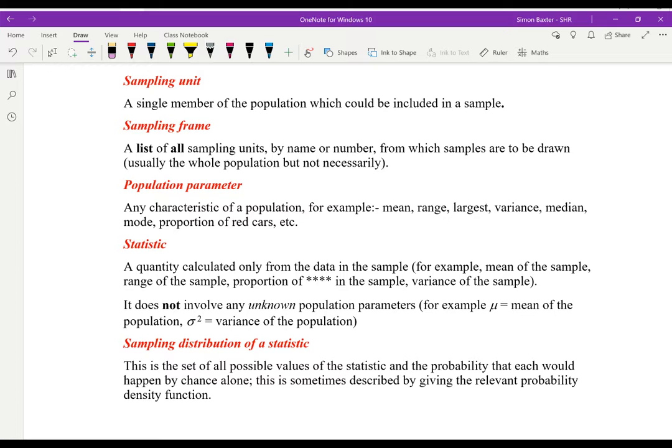These definitions are, from your point of view, a little bit more important than you might imagine. The examiners are quite keen on setting little questions saying, explain what you mean by a sampling frame. Explain what you mean by a statistic. And of course, they give marks for them. And you might just need those marks. So don't ignore this. Do learn what all these things mean. And then if you need the marks in the exam, you'll find them easy to get.